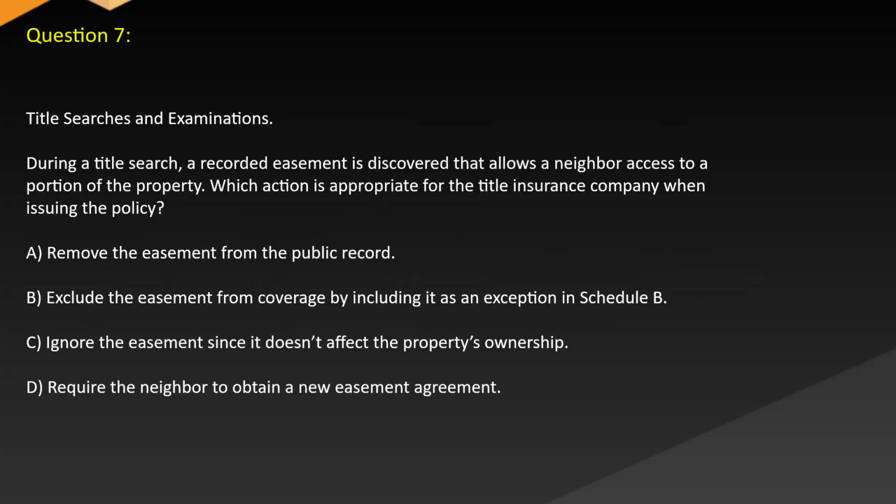Question 7. Title searches and examinations. During a title search, a recorded easement is discovered that allows a neighbor access to a portion of the property. Which action is appropriate for the title insurance company when issuing the policy? A. Remove the easement from the public record. B. Exclude the easement from coverage by including it as an exception in Schedule B. C. Ignore the easement since it doesn't affect the property's ownership. D. Require the neighbor to obtain a new easement agreement.